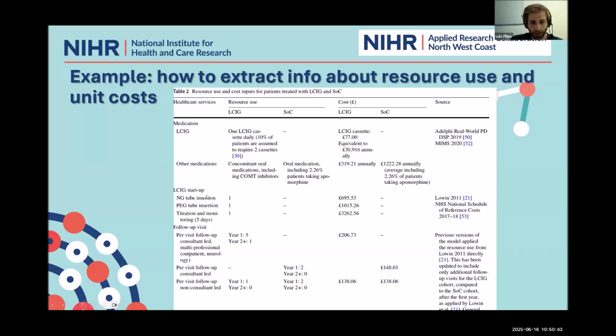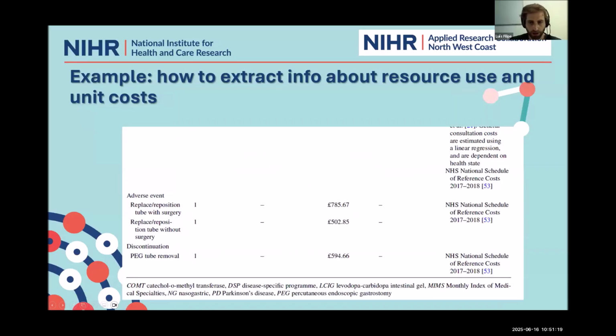And then I could go through it and show you everything, but it's always the same. So you have the resource use. For instance, here LCIG startup, you have the tube of insertion, the different tubes of insertion, the monitoring, etc. So you can go through it and check it. You have all the resource uses, and then you have the costs. And if you have to count anything for the standard of care in that item as well, you have it counted as resource use and then the respective costs.